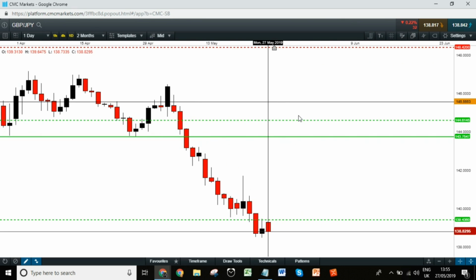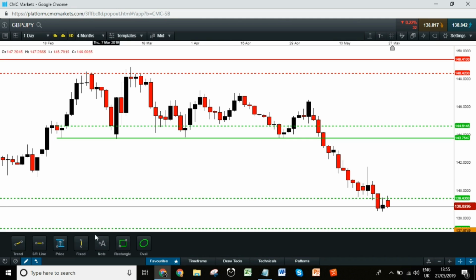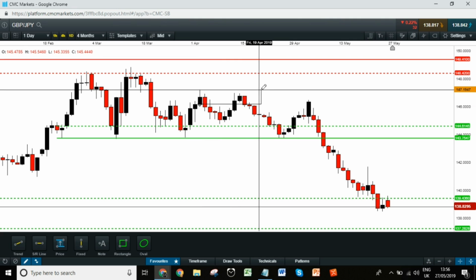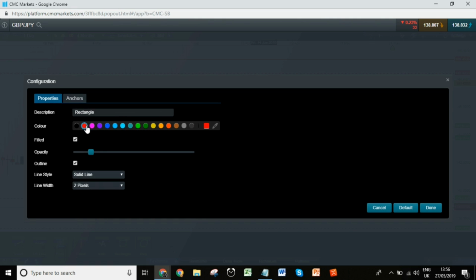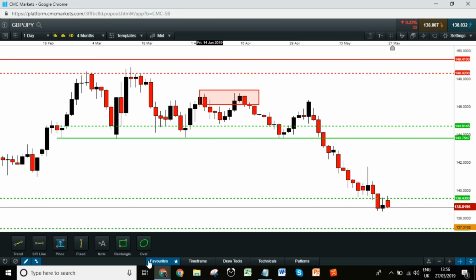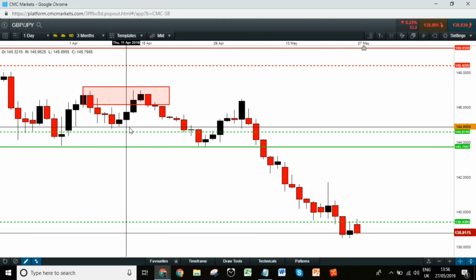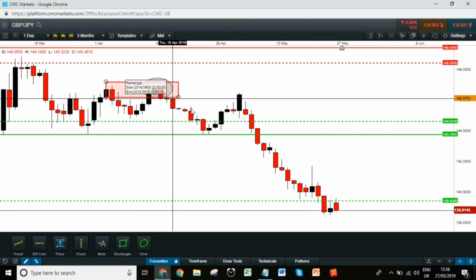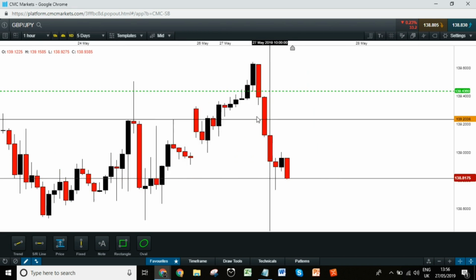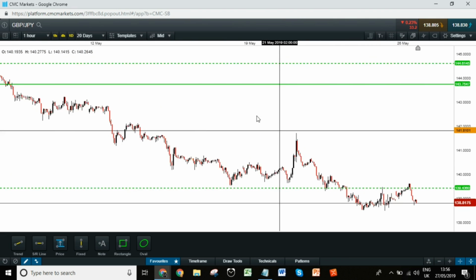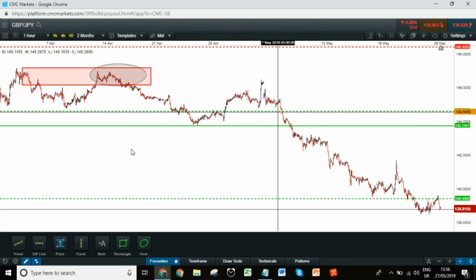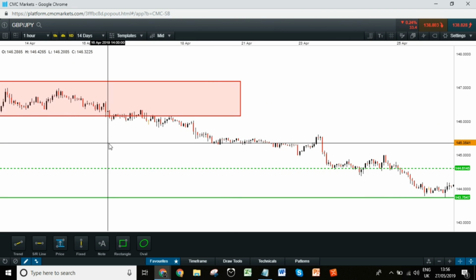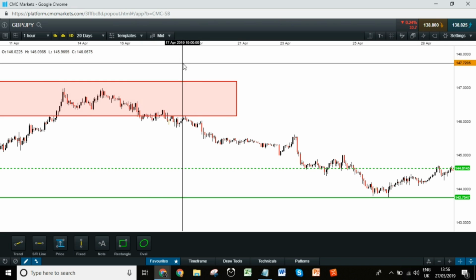So let's dive into this area of supply on the daily, and let's start from here and we can work our way down. Let's just make that red. And obviously we're going to be looking in this area here for our entry. Perfect. Let me just get rid of this.